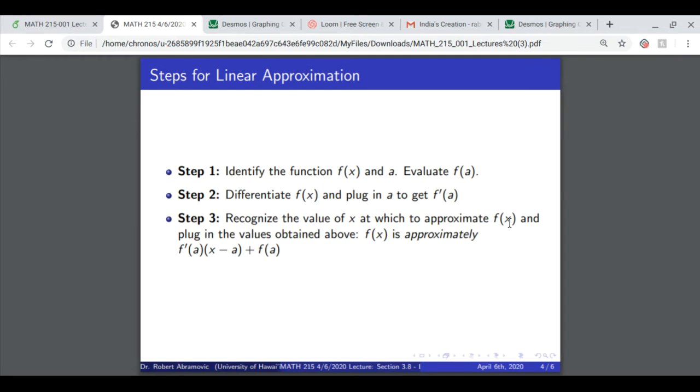Step 3 is to recognize the value of x at which to approximate f of x and plug in the values obtained above. f of x is approximately f prime of a times x minus a. So f prime of a, the derivative of the function at the input value a, times the difference between the new value, x, and a, plus the value of f at a.